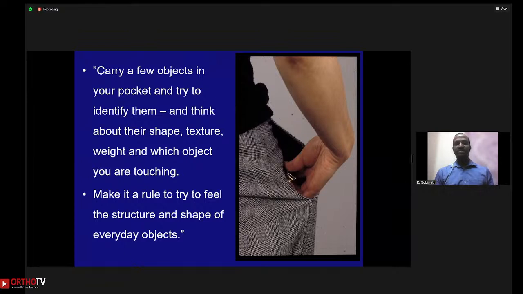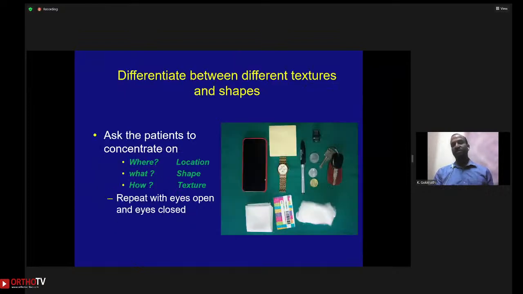Sensory re-education is about making the brain learn to perceive the objects or textures they feel. The sensation will be altered, so they have to perceive it and interpret it to get the correct sensation. We have to set a rule that whatever object they carry, they have to feel its structure, its shape, and how it feels.